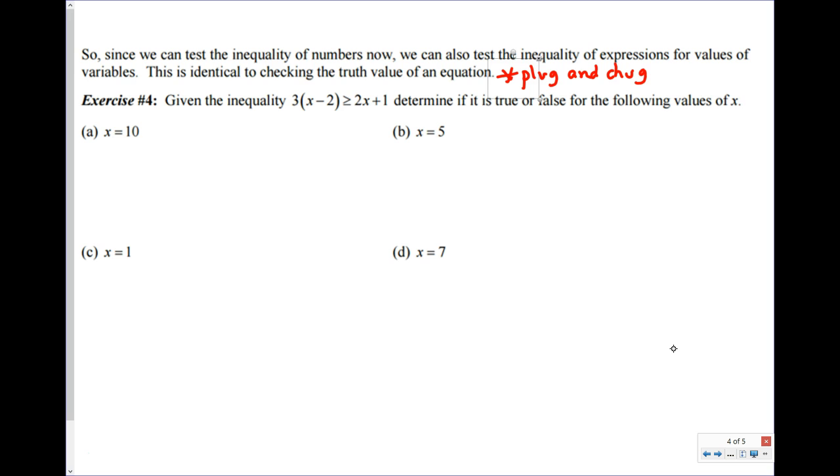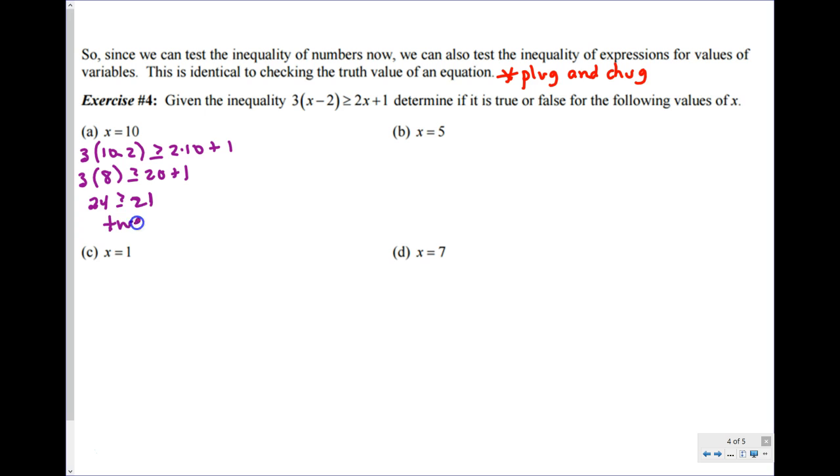So we're going to just plug this in. So I'm going to have 3 times, instead of x here, I'm going to put 10 minus 2 is greater than or equal to 2, instead of x, I'm going to put times 10 plus 1. And now I'm going to simplify and see if this works out. So this becomes 3 times 8 is greater than or equal to 20 plus 1. 3 times 8 is 24, and 20 plus 1 is 21. Yes, this is true. 24 is greater than 21.